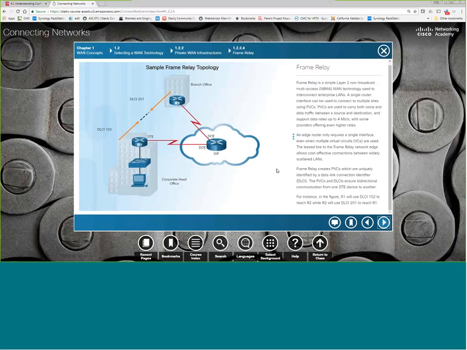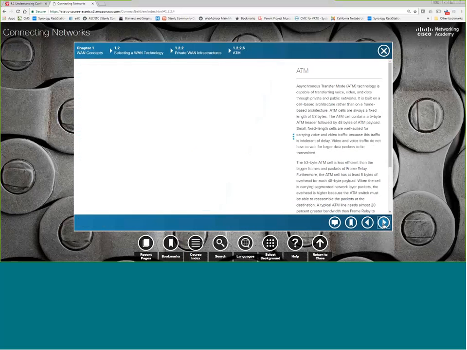We also used to have multiple chapters on frame relay, which we don't anymore. But it was a layer 2 standard used to create permanent virtual circuits using DLCIs. And DLCIs are locally significant. Again, we don't even go over how to configure frame relay in the CCNA, and it's not really tested on the CCNA.